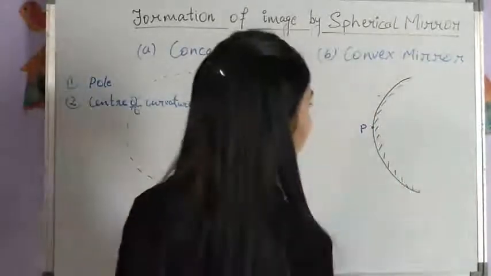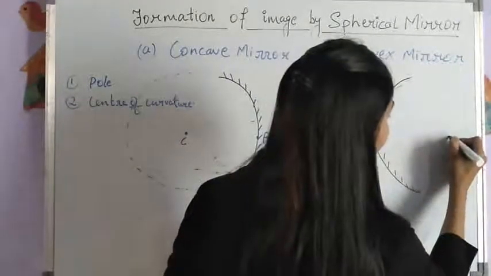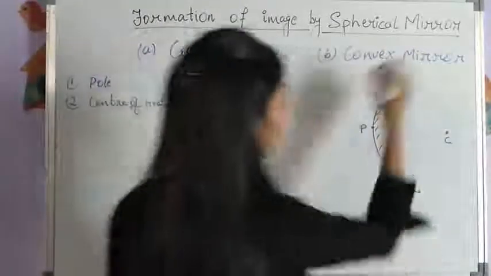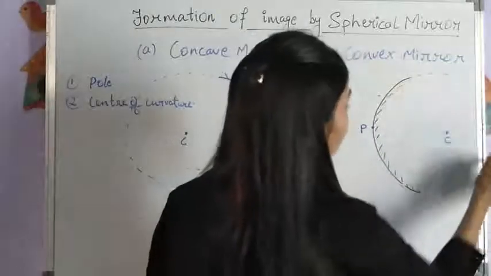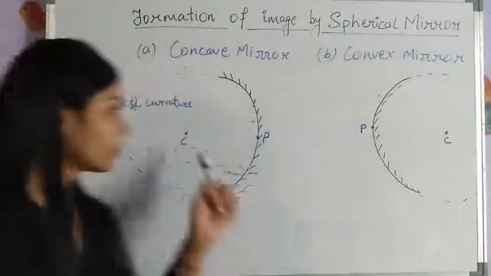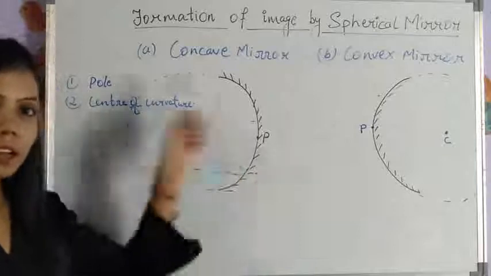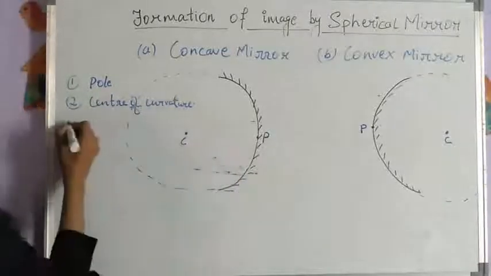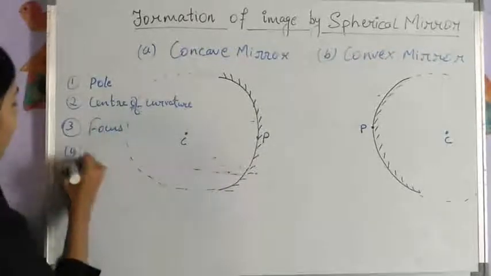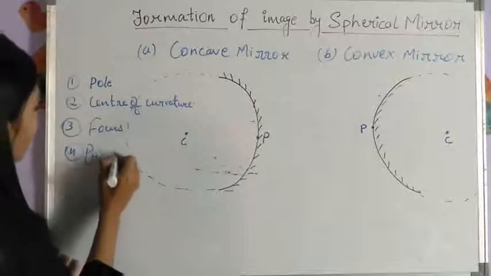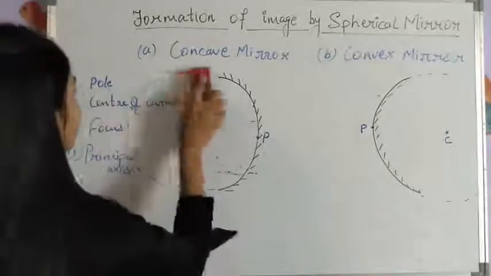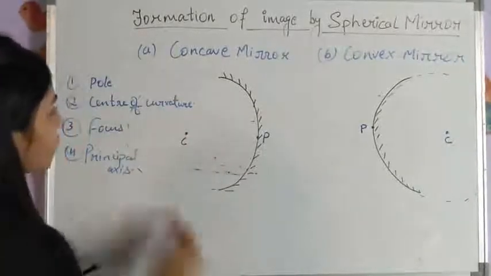Same as in convex mirror also. Here we will have somewhere the center of curvature, let us denote it here, center of curvature for convex mirror also, right? So like this. Center of curvature is denoted by the letter C, and it will lie at the center of this curve. Correct? Now coming to focus. Then we have principal axis also. These are the terms which I am going to denote here for these two kinds of mirror.